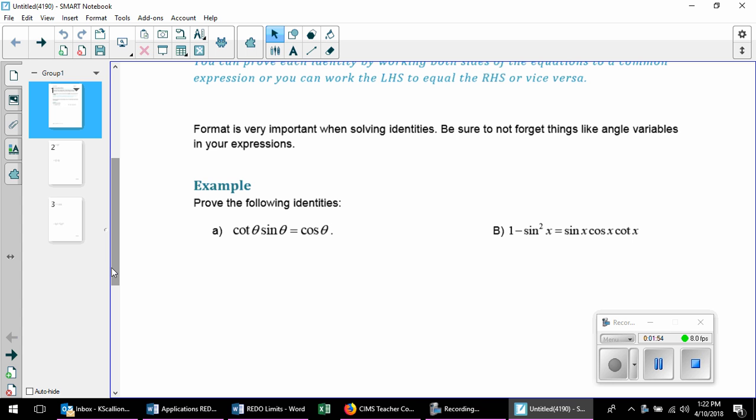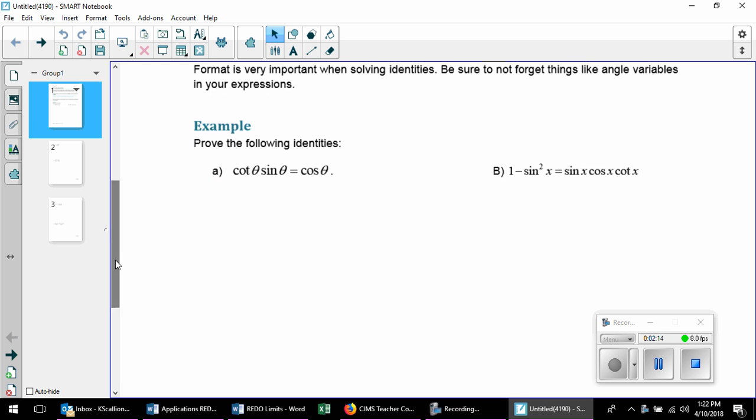Again, the format for solving identities, be sure not to forget things like angle variables in your expressions, because you're going to get deducted marks for that. So people say cotan sine, but it's really cotan theta, sine theta. So make sure those thetas translate all the way down. So what we're going to do is, do you have your format sheet in front of you? Because that's handy dandy. Formula sheets? Yes.